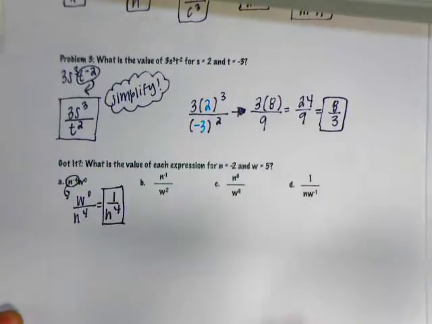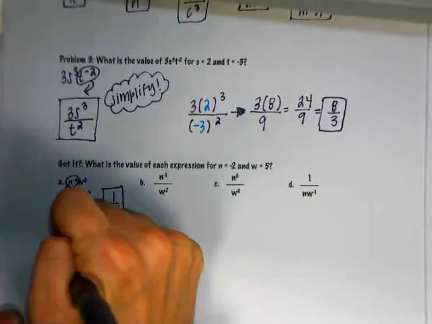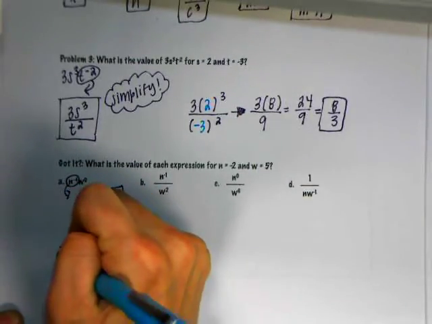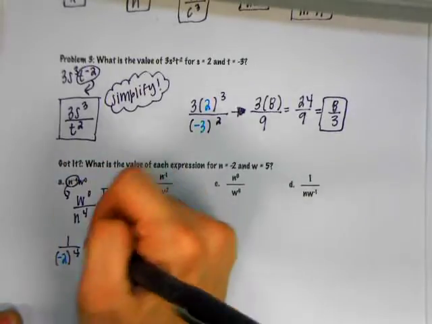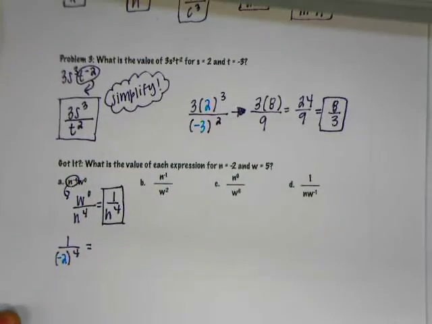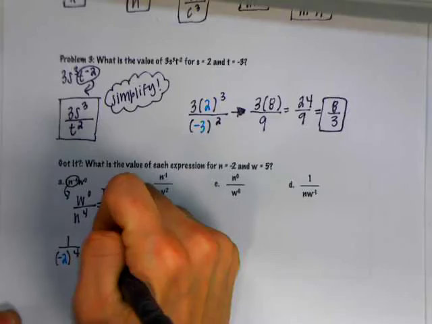And then when we plug in what n is, which is negative 2, in parentheses, what's negative 2 to the 4th power? In parentheses, though. That's without parentheses. 16. So 1 over 16 is your answer.